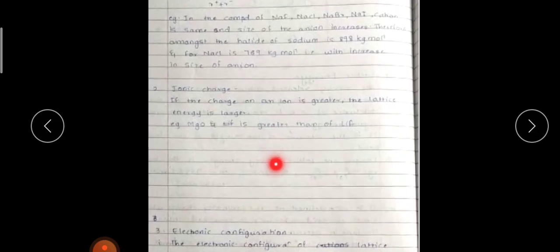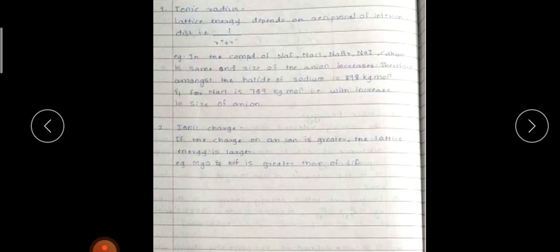Basically, lattice energy depends upon the following factors. One is the ionic radius, then ionic charge, and the electronic configuration of the cation present in the molecule. These are the three factors on which lattice energy is based. First of all, we will talk about the ionic radius. Lattice energy depends upon the reciprocal of the internuclear distance.